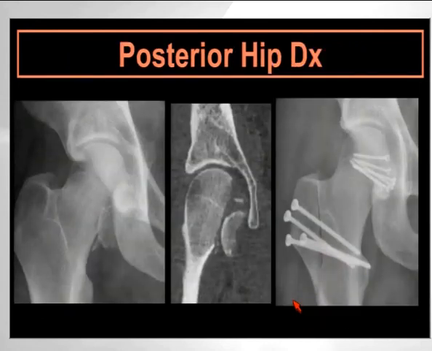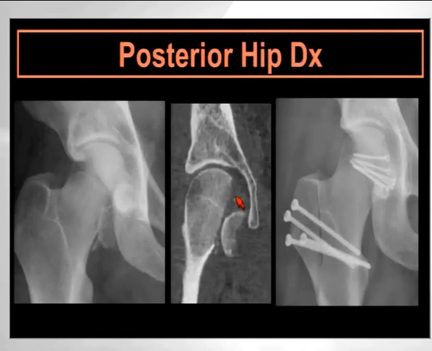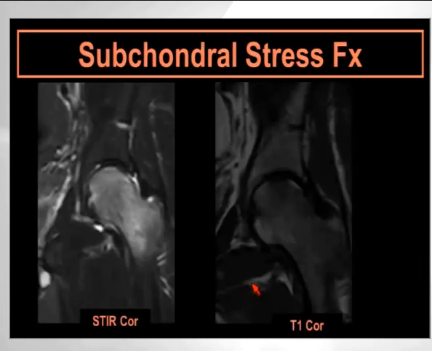So here is one example, and you remember that ghost sign, so you almost look like another femoral head sitting here. And this femoral head is involved, so there is a fracture involving the weight-bearing surface, and the surgeon has fixed it.